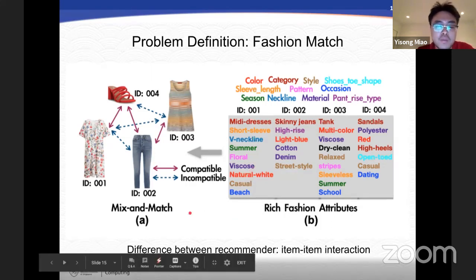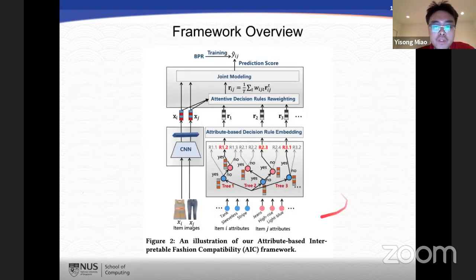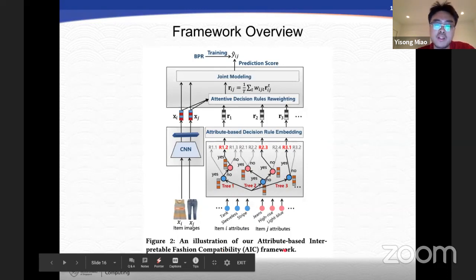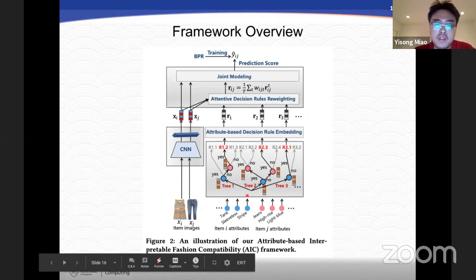And for this work by Dr. Xun Yang, he used the rich fashion attributes in the data set to enhance the performance of the originally image-only information systems. And here comes our framework overview. This framework is called AIC, Attribute-Based Interpretable Fashion Compatibility Framework. Given that we are very familiar with the TAM work and the decision tree recommender work, we can very easily understand this work.